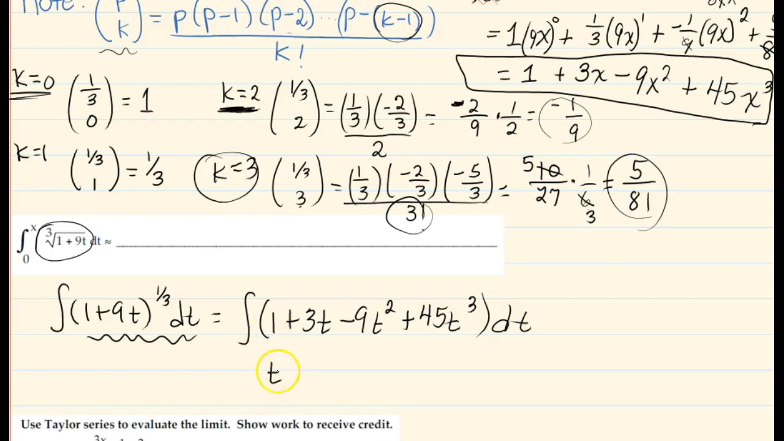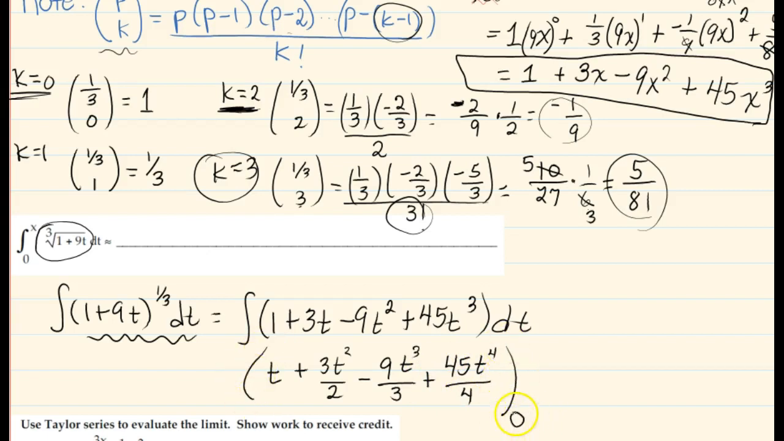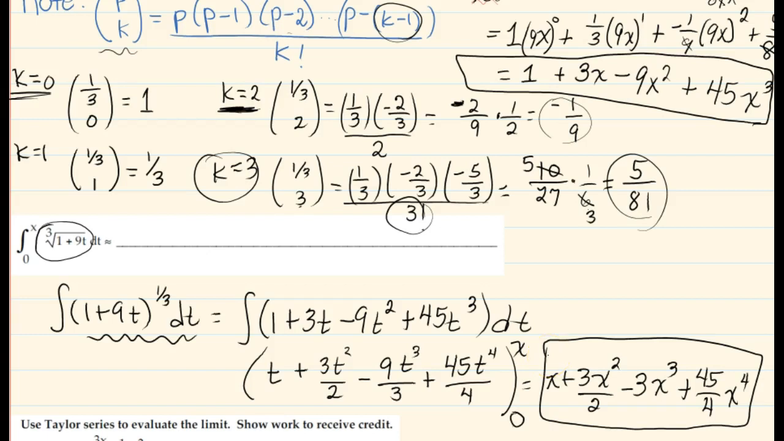That's going to give me t plus 3t squared over 2 minus 9t cubed over 3 plus 45t to the 4th over 4. And then we're going to evaluate it from 0 to x. So when I plug in my x, I'm going to get x plus 3x squared over 2, and then minus 3x cubed plus 45 over 4 x to the 4th. And then we're going to plug in 0, and we're going to realize that all of these will be just 0. So this is our integral part. And that finishes that problem.